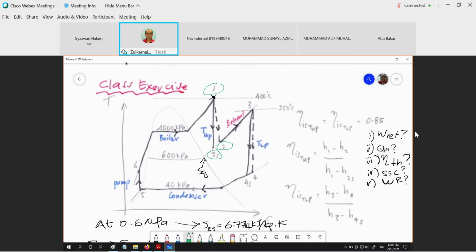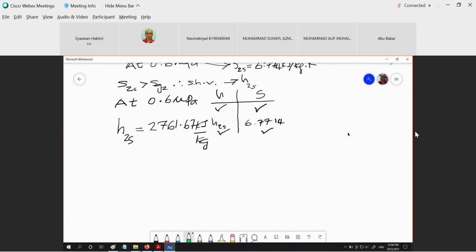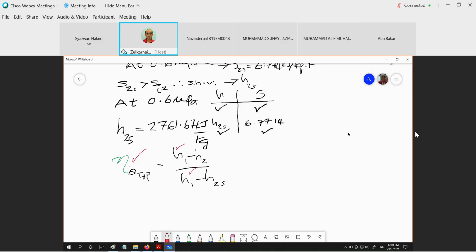How to get the H2? By using this formula. Okay, so using this formula, you are going to have H2. You put in all the equation. The isentropic efficiency for turbine high pressure equals H1 minus H2 divided by H1 minus H2S. This is given. This is obtained before. This is already calculated through the interpolation, and then left with H2. Okay, what is your H2?